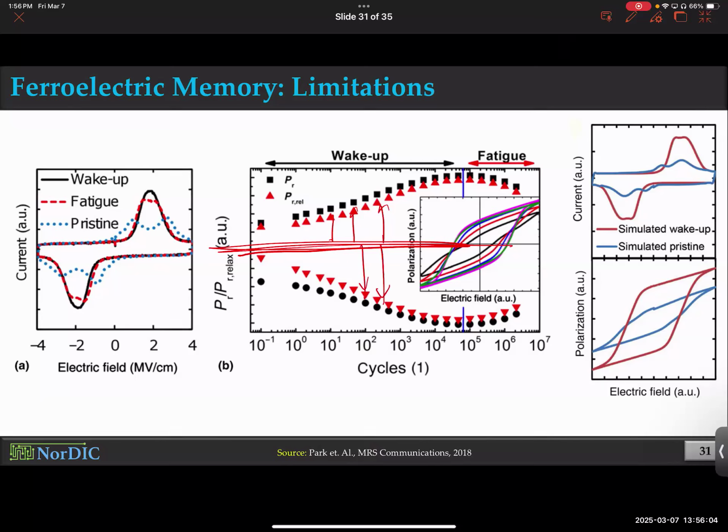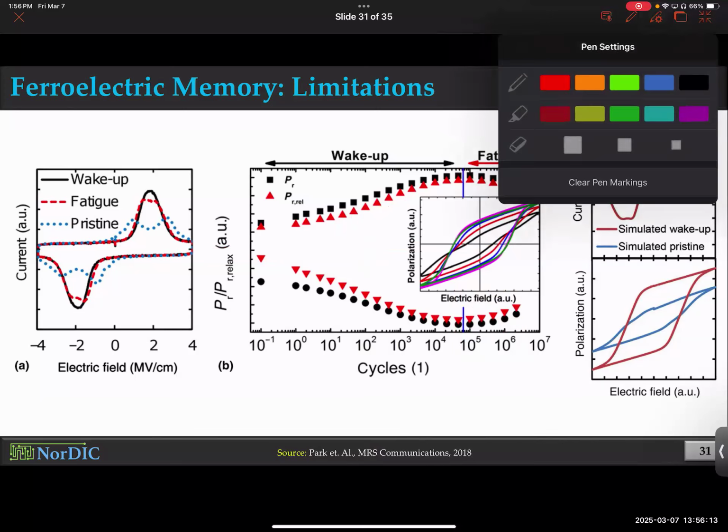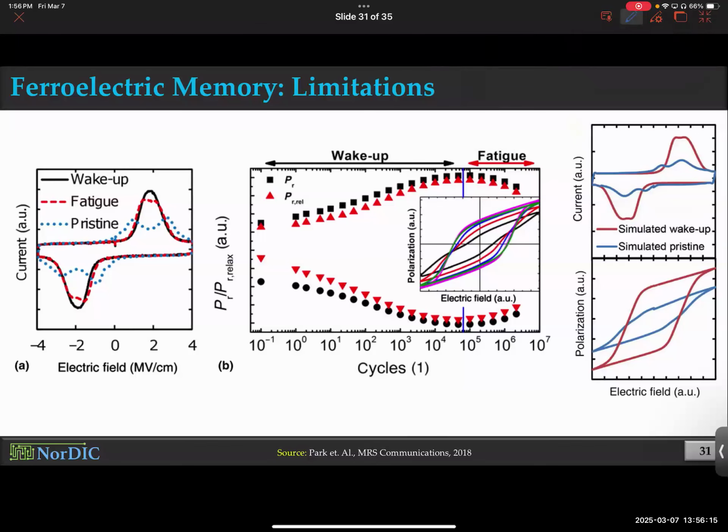But then notice the other side here. Do you like this portion of the curve, folks? Why not? Because now it's going in the other direction. It's basically reducing my remnant polarization differences. So notice the top level of the figure. This portion is called fatigue.